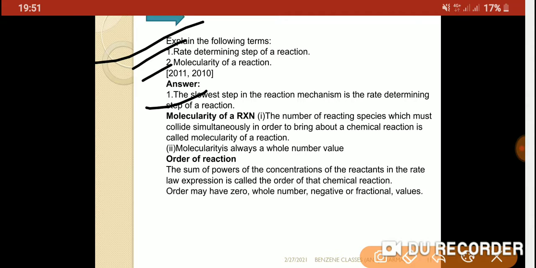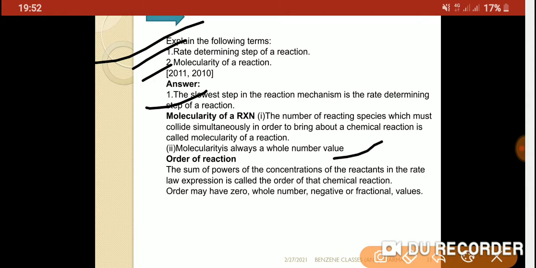The second one is the molecularity of the reaction. What is the molecularity of the reaction? It is the value you get when you subtract the total moles of the reactants from the moles of the products. You can check the definition here: the number of reacting species which must collide simultaneously in order to bring about a chemical reaction is called the molecularity of the reaction. The molecularity is always a whole number value.